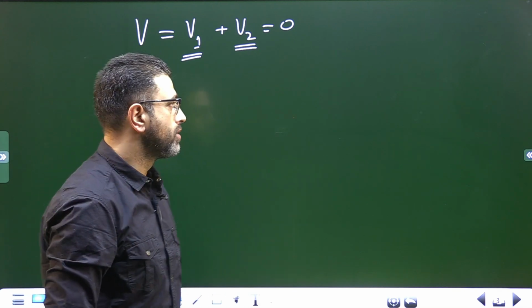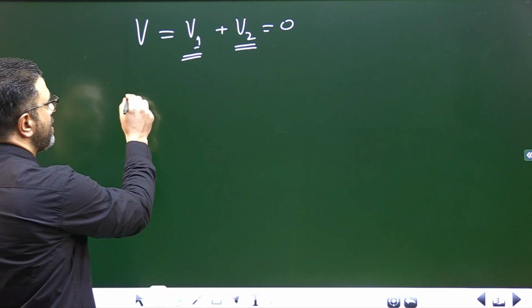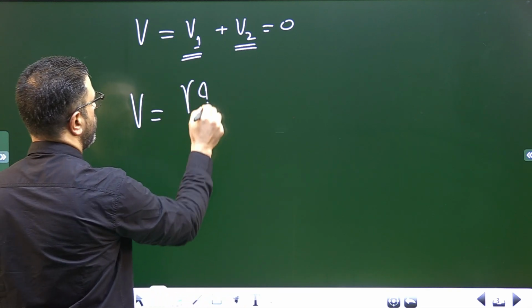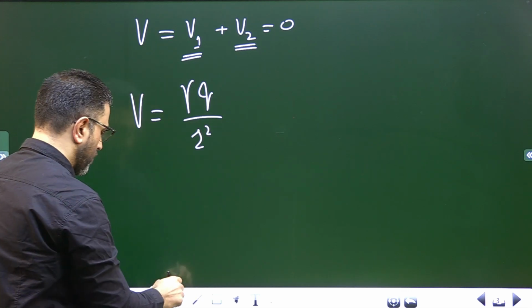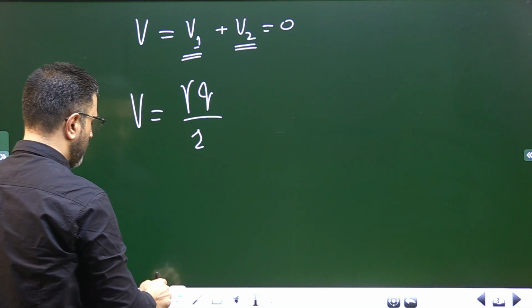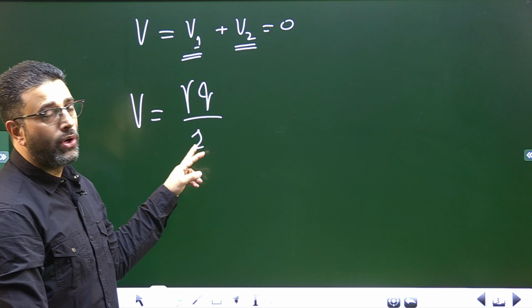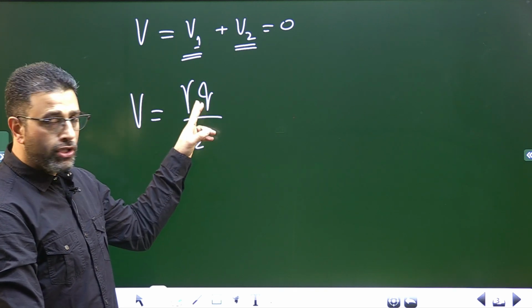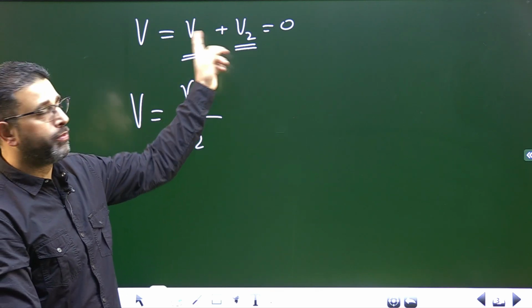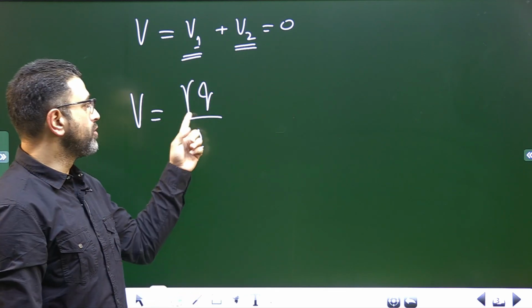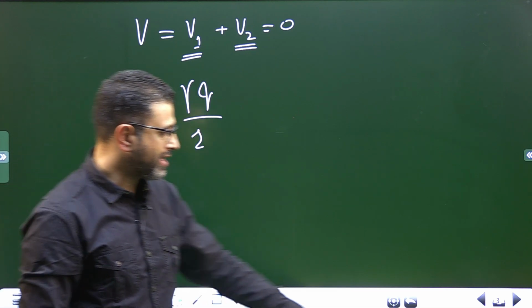So one of them must be positive, the other one must be negative, and they must have same magnitudes. We know potential due to a point charge is given by gamma q divided by r, where gamma is the electrostatic constant. Not r squared, just r. So it depends on the charge and inversely on the distance from the charge. Positive charge develops positive potential, negative charge develops negative potential. We need 2 potentials of opposite signs, which means we need 2 charges of opposite signs.